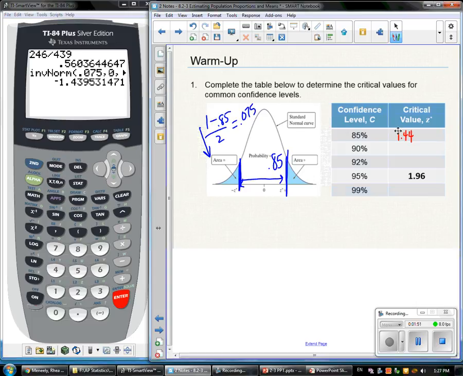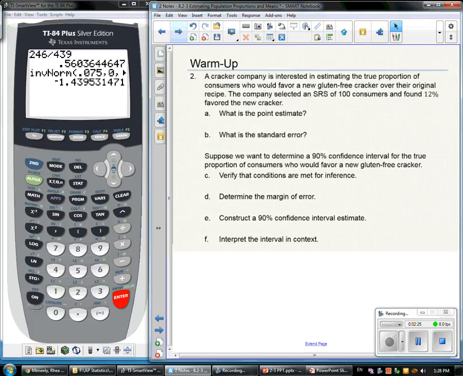Last class, we determined the z-star that corresponds to a 90% confidence interval. That's 1.645. For 92, it's going to be 1.751. For 95%, again, we did this last class, that's 1.96. And for 99, it's going to be 2.576. Now, the ones that we use the most often are going to be the 90%, the 95%, and the 99. So if you can remember these numbers, it'll save you a little bit of time as we're constructing confidence intervals.